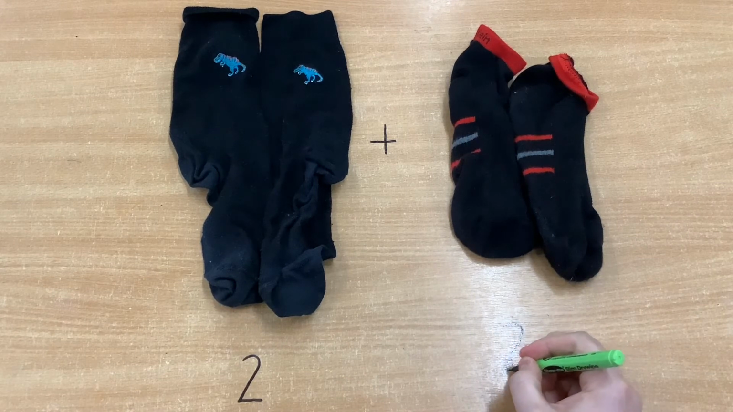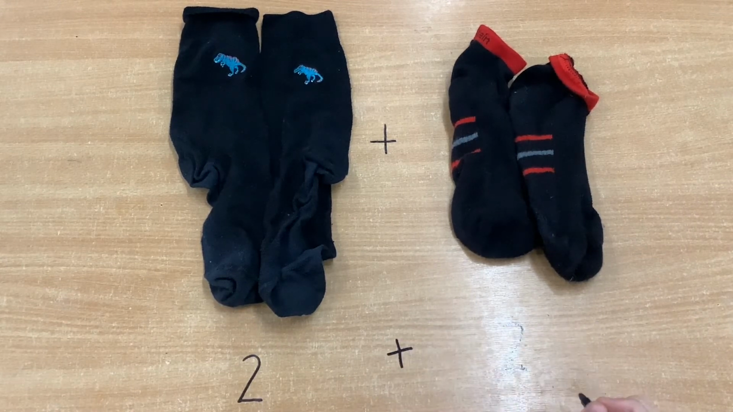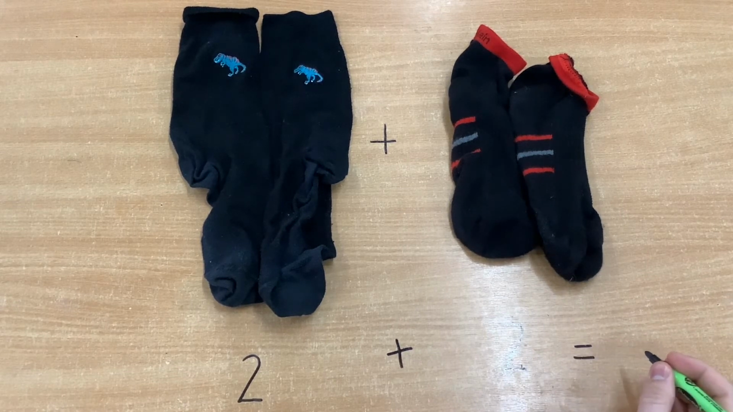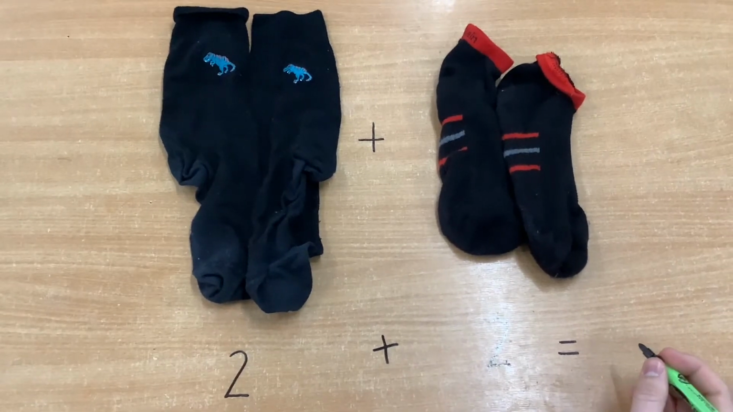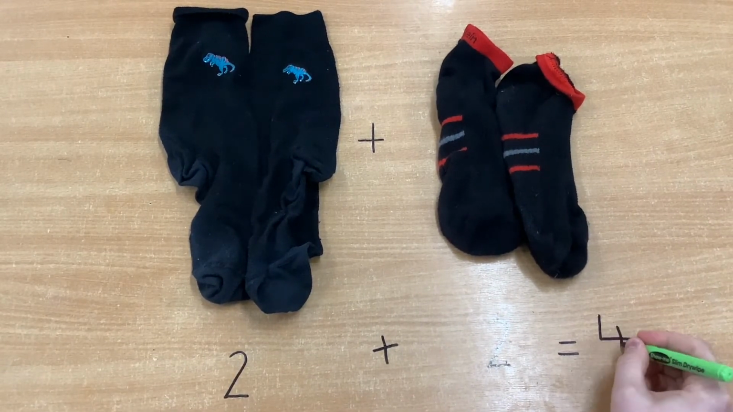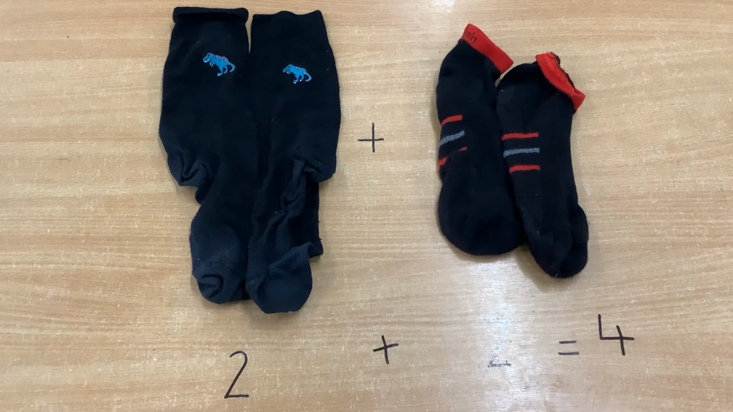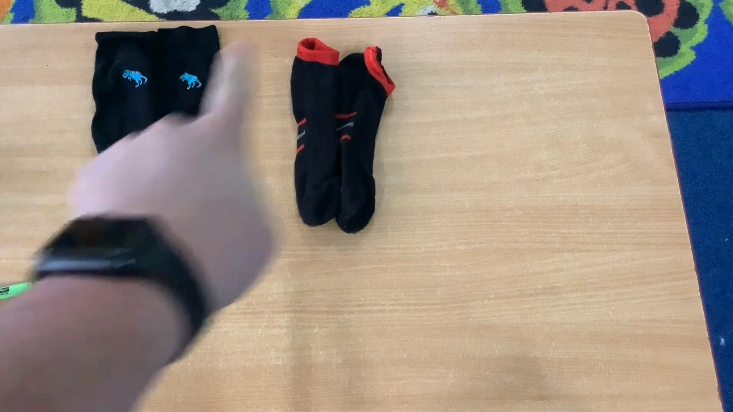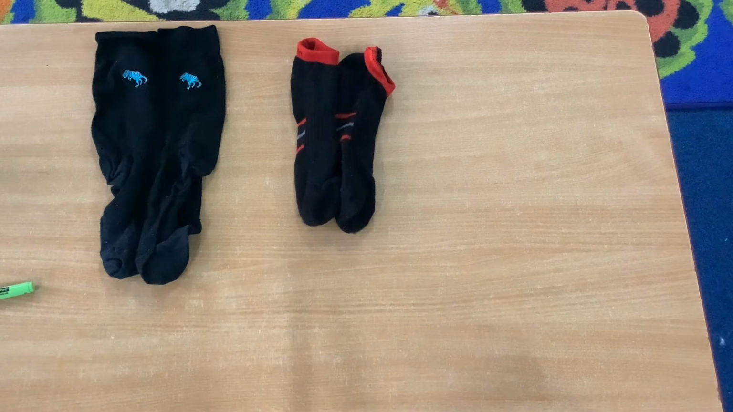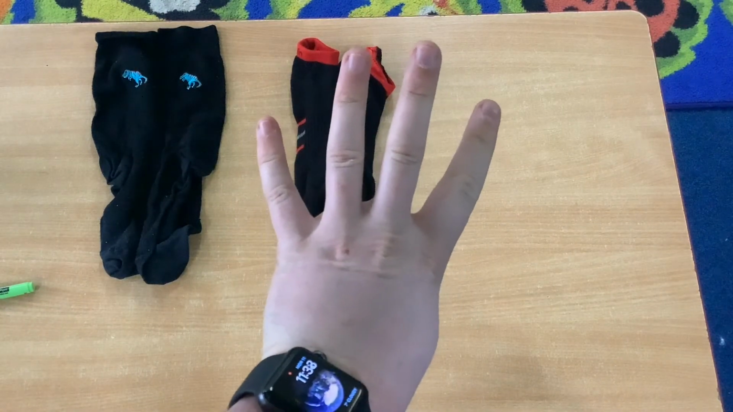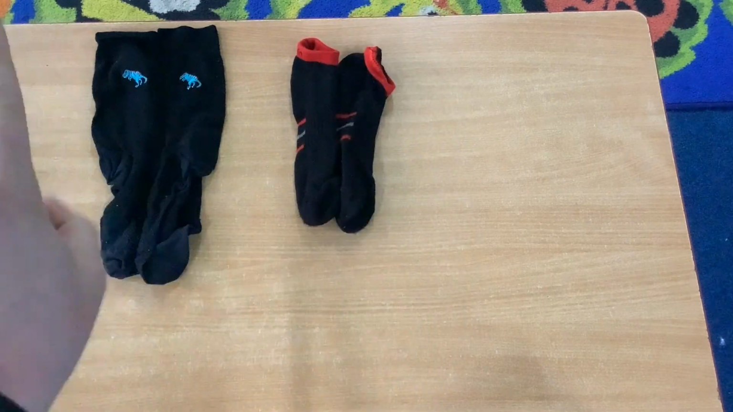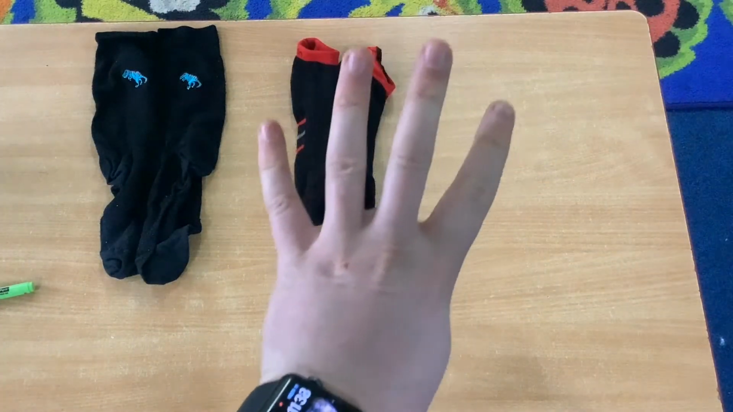So we know that we have 2 socks plus 2 socks equals, I'm going to write room, 4 socks. We know then if we had 2 groups or 2 sets of socks, one here and one here, we would have 4 socks in total. So 2 plus 2, or 2 groups of 2 is 4.